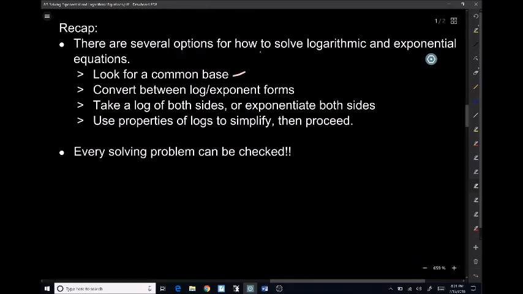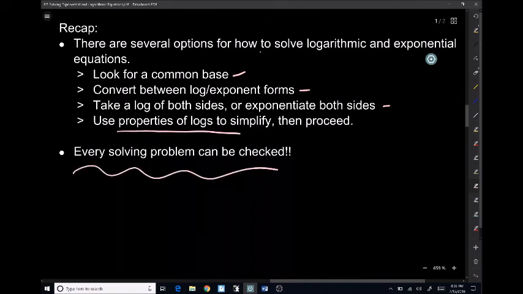There, we can now solve equations that are both logarithmic and exponential. Look for a common base, convert between log and exponent forms, take logs of both sides or exponentiate both sides. Use the properties of logs to simplify when you need to, and remember that every solving problem can be checked by just plugging in your answer, which is pretty great.